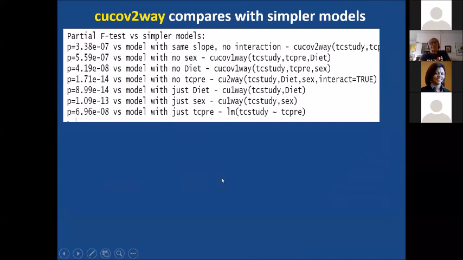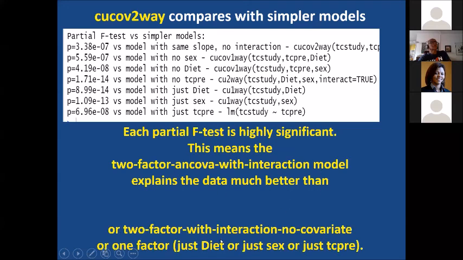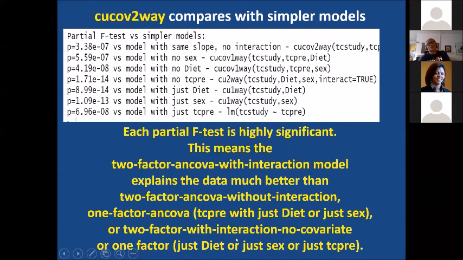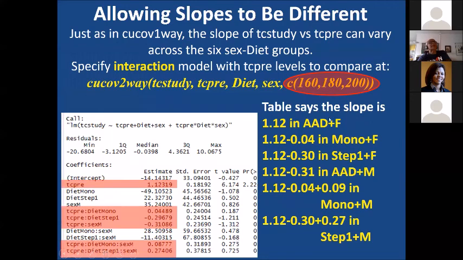So it also compares with simpler models. So you can see here that in fact this COV two-way is an improvement over all simpler models. And same slope, no interaction, etc., etc. So we're going to do the same slope, no interaction, and it's significant compared to that. So the 2-factor ANCOVA model with interaction explains the data much better than all of these possibilities. Again, you can allow slopes to be different by adding some C.